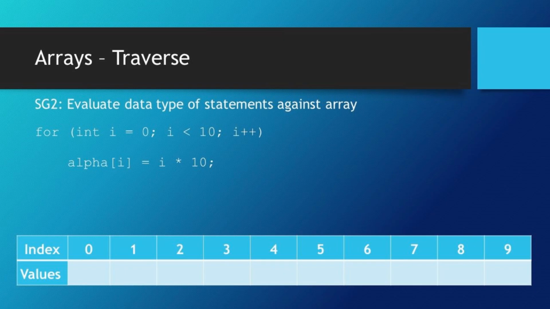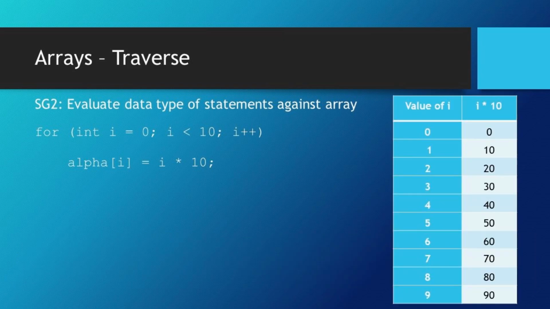For subgoal 2, we evaluate the data type of the statements against the array. This loop has index I going from 0 to 9 by increments of 1. Then the value I times 10 is placed in the position alpha sub I. So for every iteration of the loop, all of the array indices are within the bounds of the array, 0 to 9, and all values being assigned, 10 through 90, are valid integers and can be stored in an integer array. Here is our table containing the value of I and the value of I times 10.